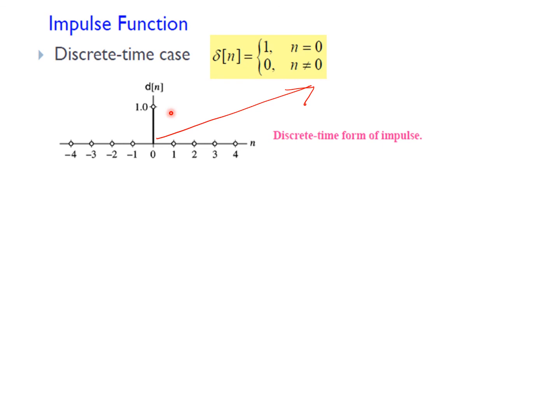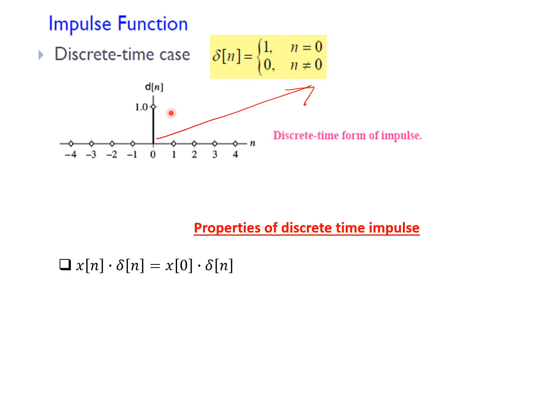Now what are the properties of discrete time impulse? Only 4 properties I am going to explain. First, x of n into delta n is equal to x at 0 into delta n. That is, when I multiply an arbitrary discrete time signal with delta n, what results is another impulse function only at the origin, scaled by x at 0. The value is x at 0 into delta n.